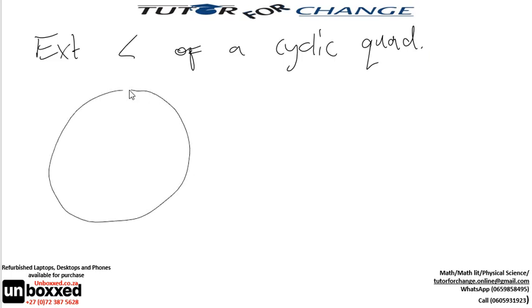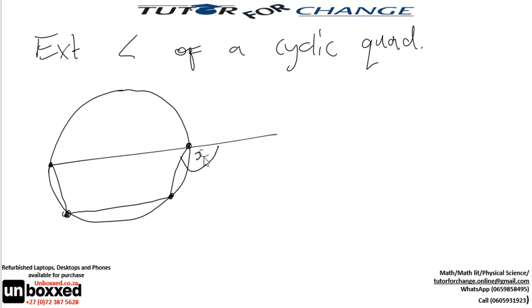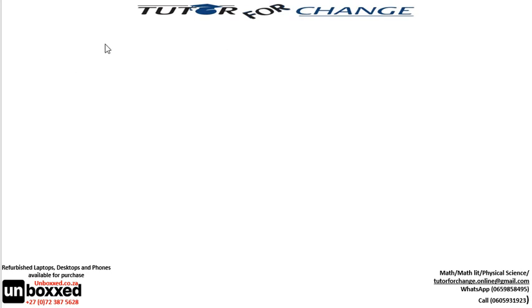So we can have this set up. This is a cyclic quad. Four vertices are touching the circumference. So for an exterior angle of a cyclic quad, if I have x here, then this should also be x. That's what the theorem states. So we are also going to prove this in the next lesson. Just take note of the properties of a cyclic quad. These are the most important properties that you may have. There are more of them.